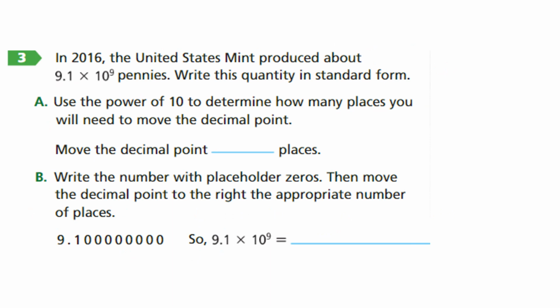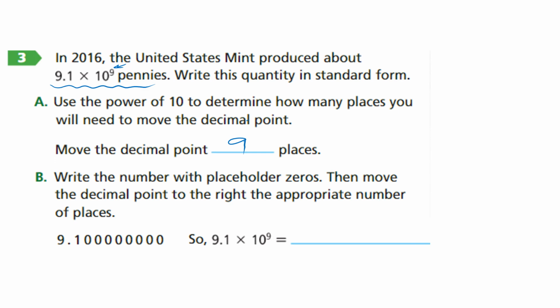Next question. In 2016, the United States Mint produced about this many pennies. Write this quantity in standard form. Now, use the power of 10 to determine how many places you have to move. So you have to move 9 places here. Okay. So you have to move 9 places. The reason is the power is 9.